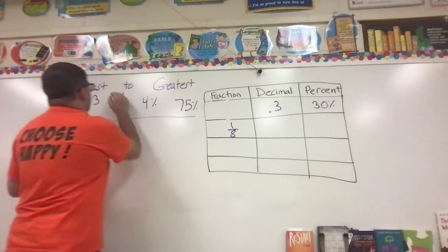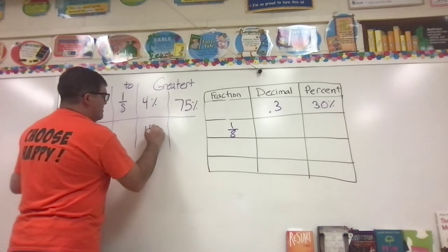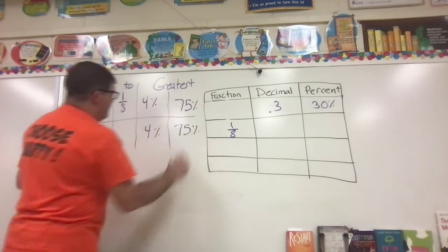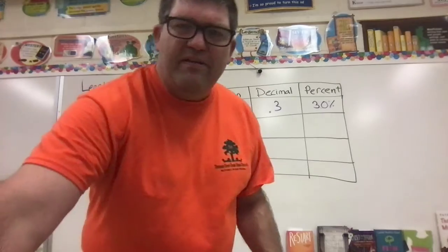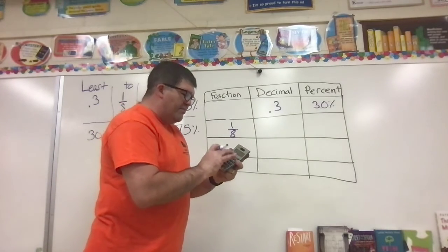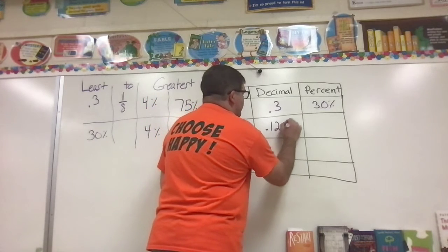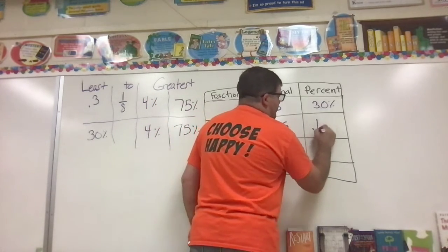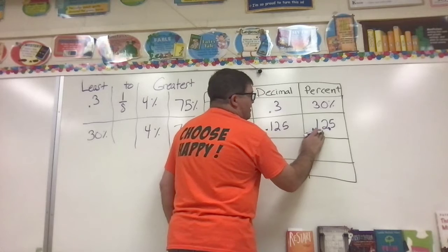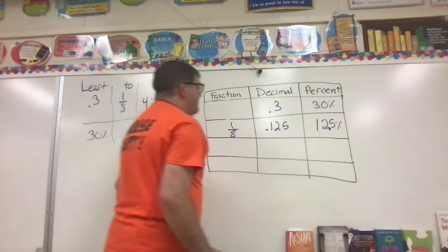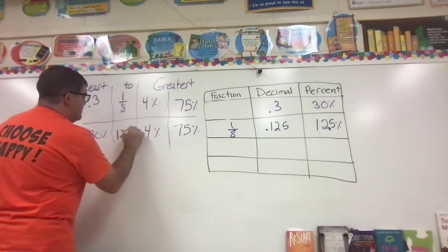30%. This is 4%, and this is 75%. All right, now I just have this one other one here, 1/8. 1/8, I'm gonna take it to a decimal. I go to my calculator. 1 divided by 8 equals 0.125. I write that down here. But because I went from here to here, I gotta go 1, 2, put the decimal there, and then put a percent symbol. So 1/8 is 12.5%.